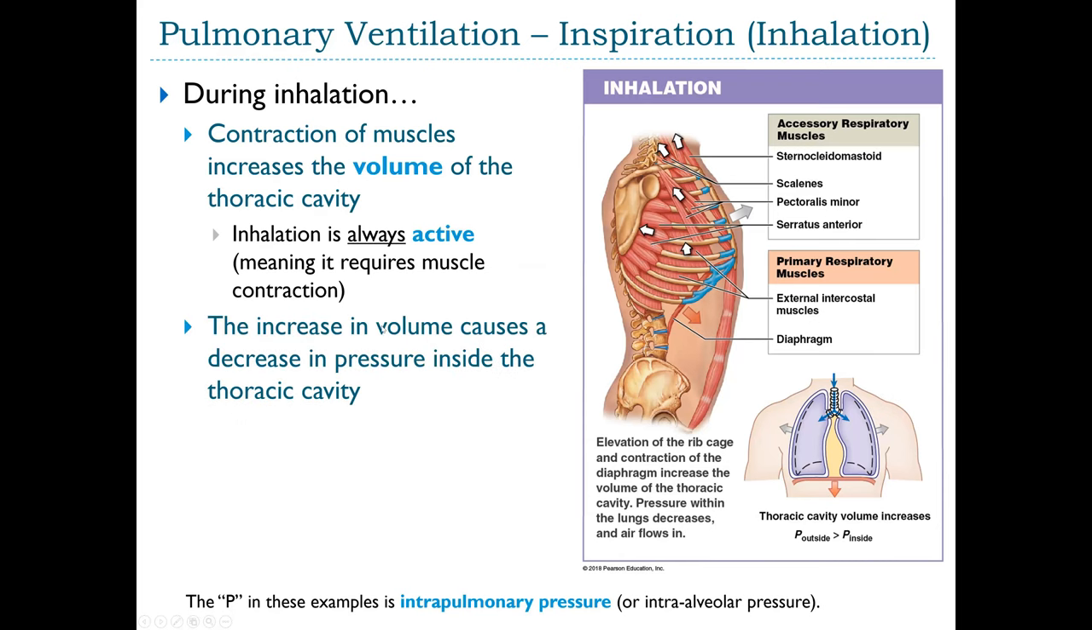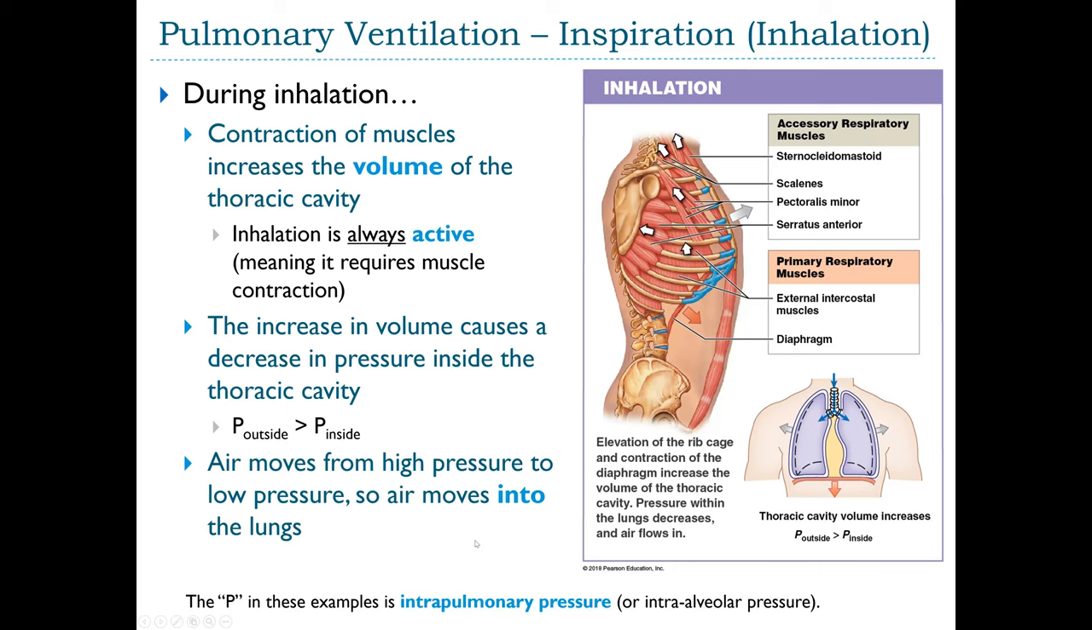So since we increased the volume, we get a decrease in pressure. Remember, volume and pressure are inversely proportional. So the increase in volume causes a decrease in pressure inside the thoracic cavity. So we can represent that by saying the pressure outside is now greater than the pressure inside because we decreased the pressure inside by increasing the volume. And as a reminder again, this P represents the intrapulmonary pressure. And again, air wants to move from an area of high pressure to low pressure. So now since the low pressure is on the inside, air will move into the lungs.